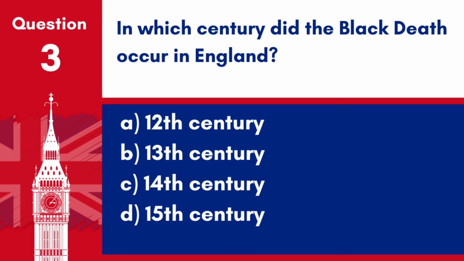Question 3. In which century did the Black Death occur in England? A. 12th century. B. 13th century. C. 14th century. D. 15th century. Answer: C. 14th century. The Black Death occurred in England during the 14th century.